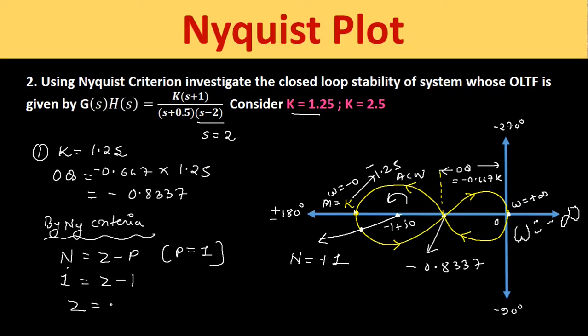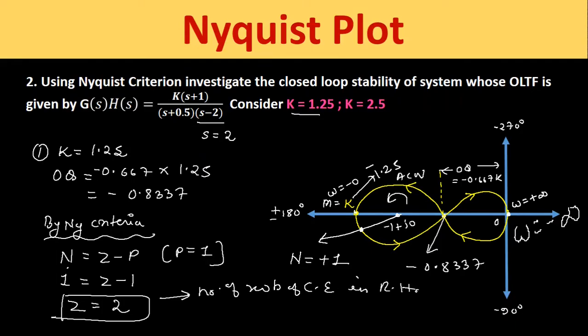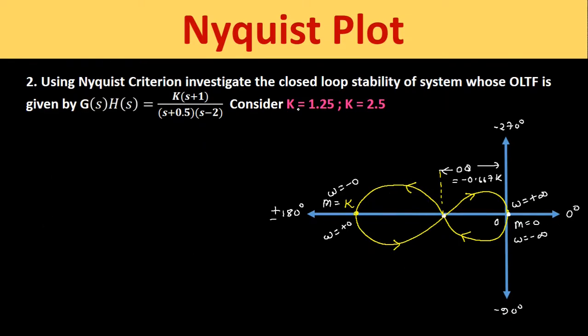So here we will get z is equal to 2, and here z represents the number of roots of characteristic equation in right half of S-plane. Since two roots of characteristic equation are lying in the right half of the S-plane, the system becomes unstable at k is equal to 1.25. Now we have to take the second value of k, which is equal to 2.5. Now according to this point we have to find out this OQ value.